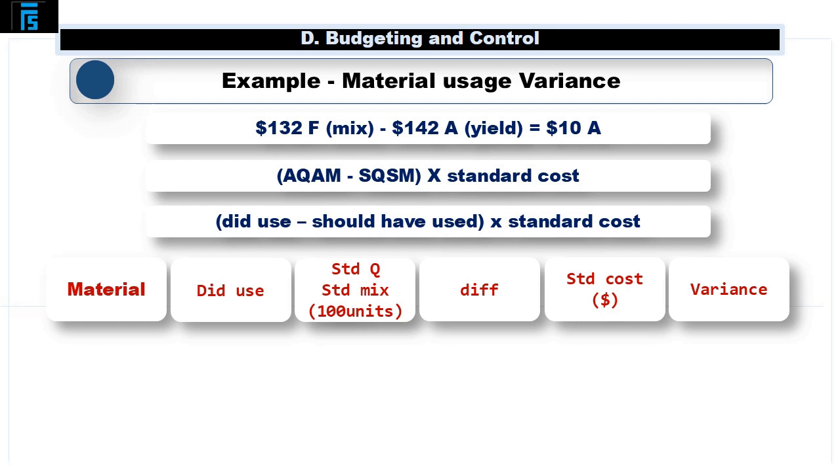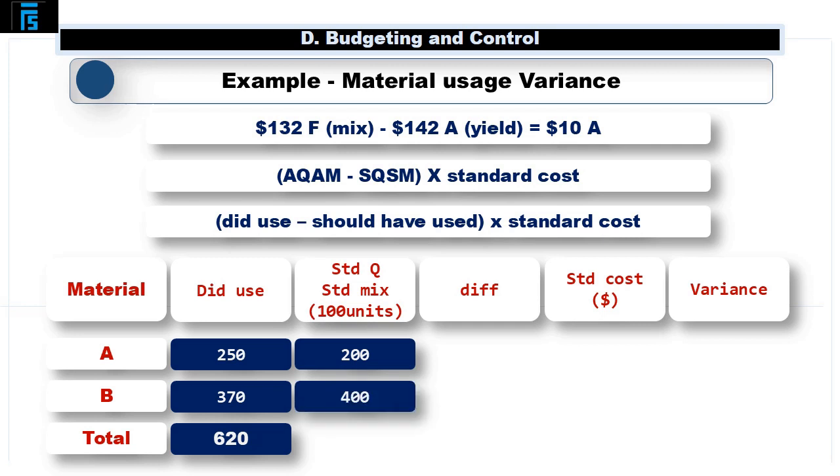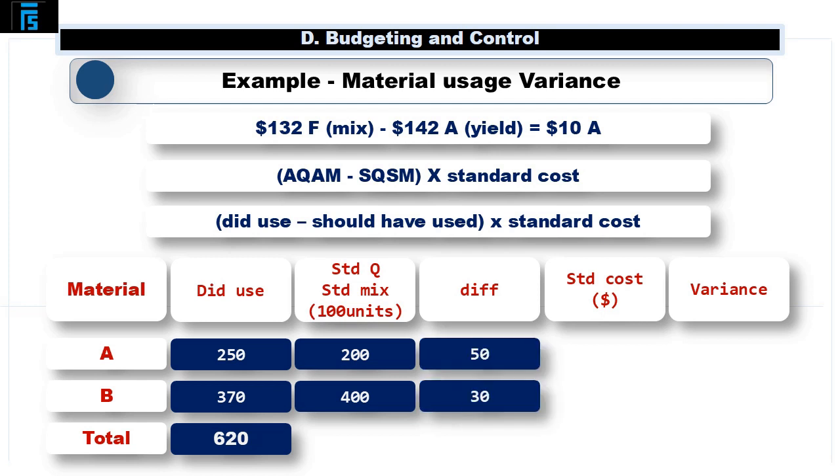In the first column, we re-input the actual quantities used of A and B per the data from the scenario, so 250 kilograms of A and 370 kilograms of B. Remember, this was also used in the material mix variance calculation. In the second column, we then need the standard usage for the output of 100 units, as used in the material yield variance calculation, 200 kilograms of A and 400 kilograms of B. Comparing these figures gives us a difference of 50 kilograms for A and 30 kilograms for B.